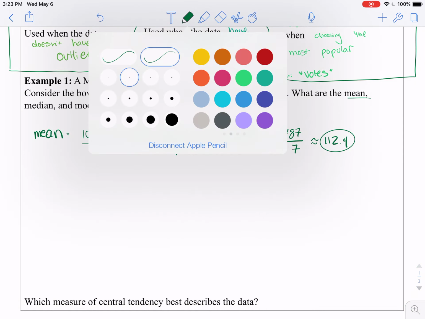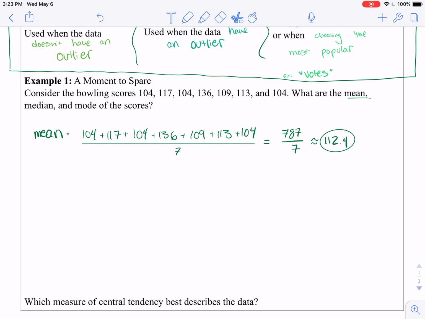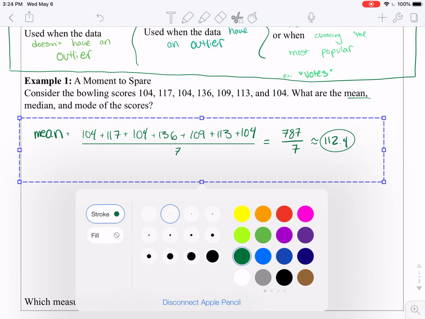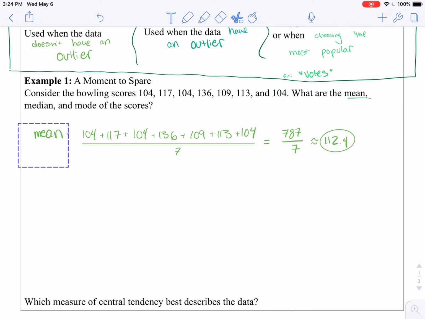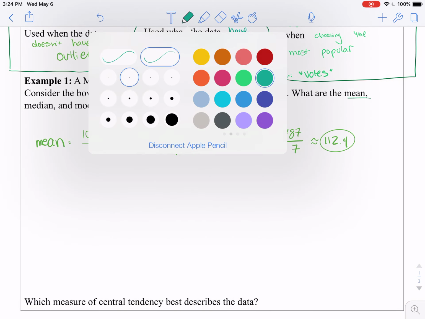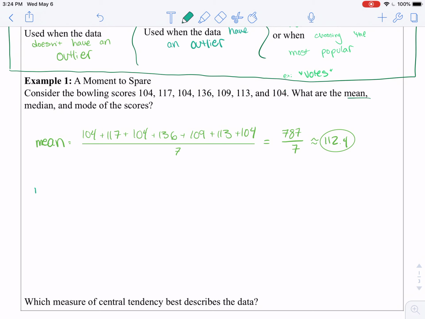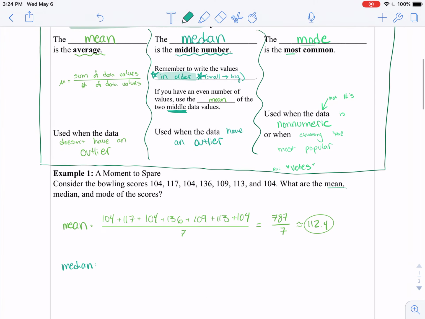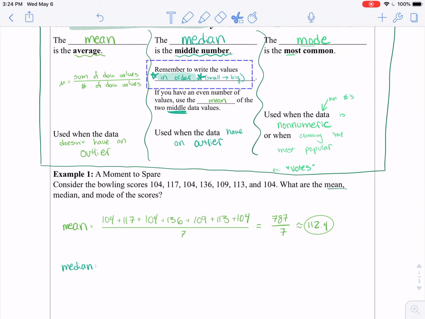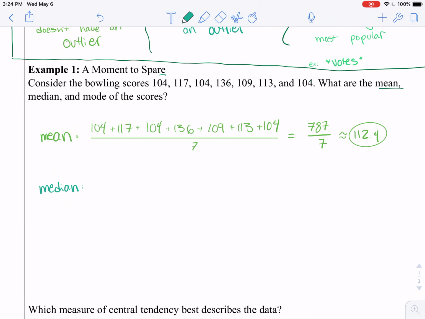Now let's go ahead and find the median. Oh guys, I used the wrong color for mean. Okay, here we go. Now to find the median, we need to find the middle number. But what is the first thing we must do before we find the middle number? We must write the values in order. So we're going to write these values in order from smallest to biggest.